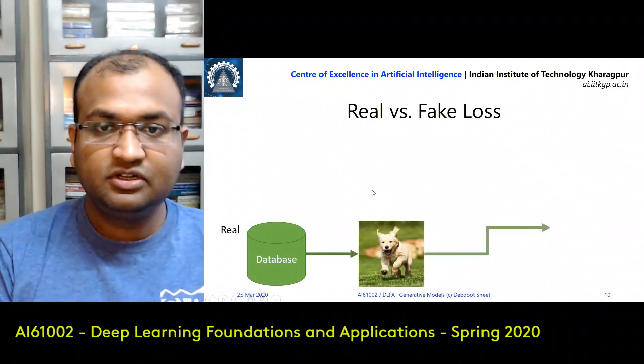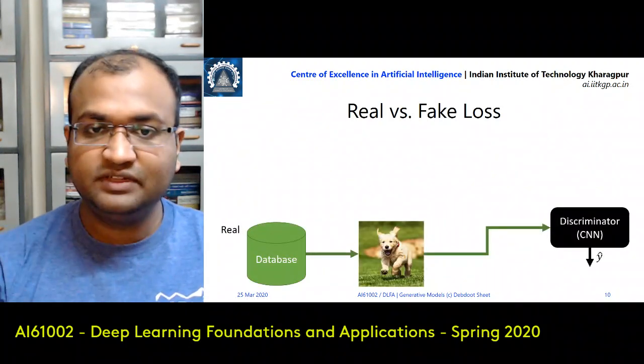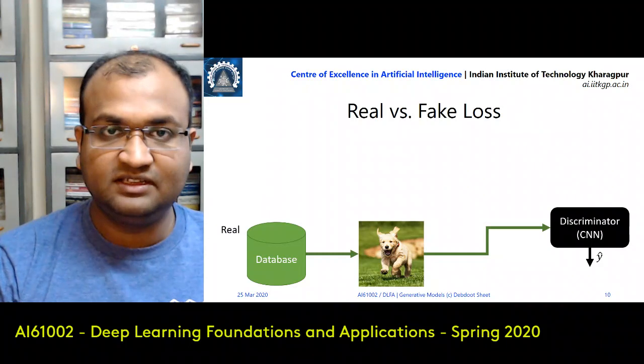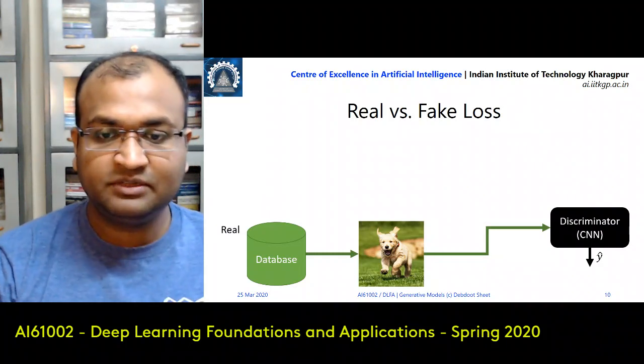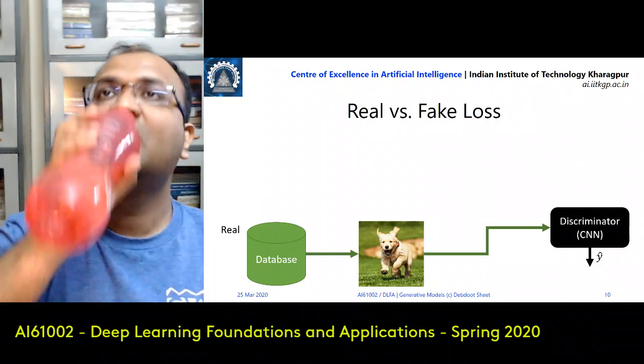Now, in order to do that, the mechanism is something like this. Say I have a database of a lot of real images.